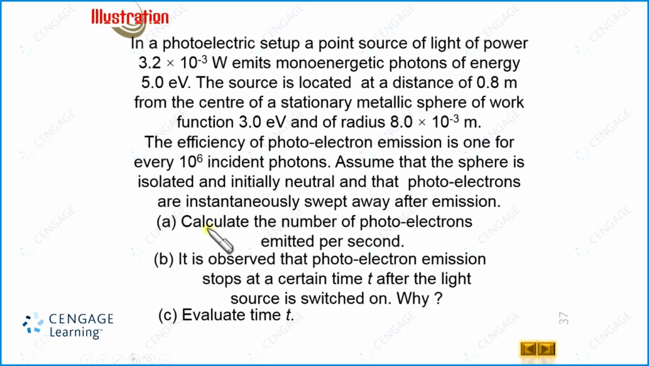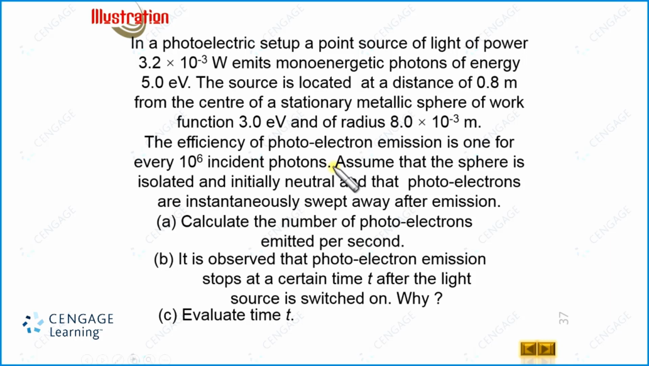Now let us move to the second part. In the second part, it is observed that the photoelectron emission stopped at a certain time, capital T, after the light source is switched on. After some time, photoelectron emission stops. What happens when electrons are emitted from the metal surface? If electrons are emitted, the metal sphere in this case will become positive. The emission of electrons leaves the metallic surface positively charged.